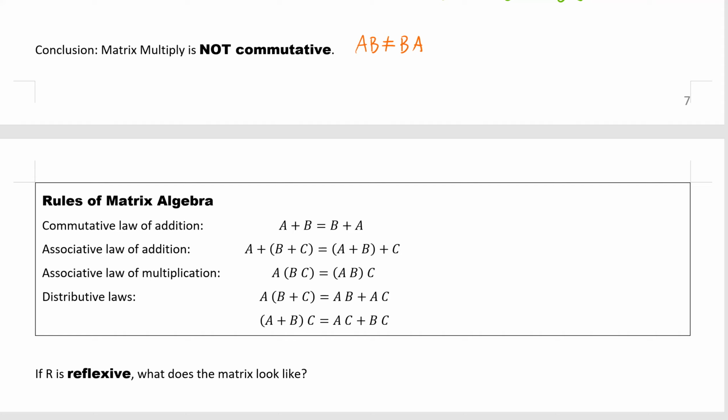Alright. And we also have the distributive law. So A times (B plus C) equals AB plus AC. (A plus B) times C is AC plus BC. Okay?